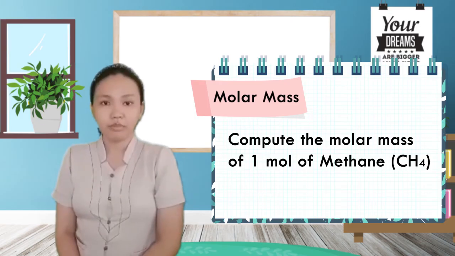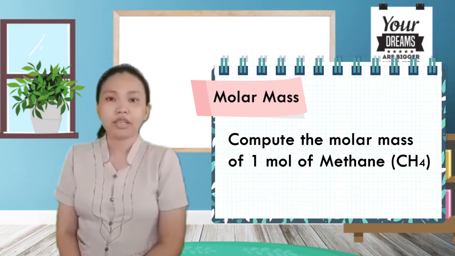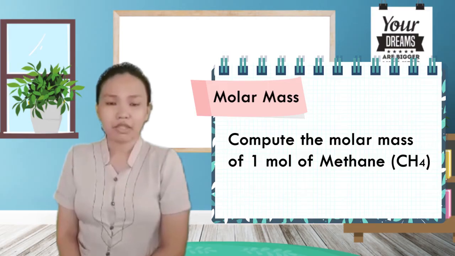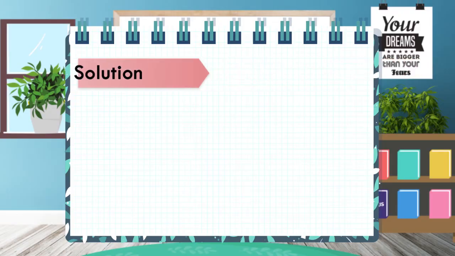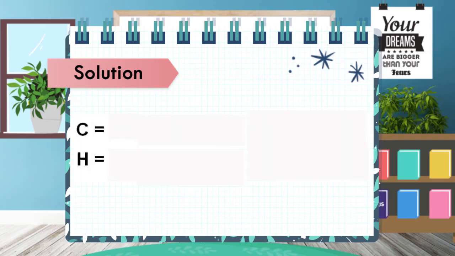Next, let's learn how to calculate the molar mass of a compound. The mass of 1 mole of methane, or CH4, can be computed by adding the masses of both carbon and hydrogen. To solve this, let's first find out the number of moles per element. There are the elements carbon and hydrogen in this compound. There is 1 mole of carbon and 4 moles of hydrogen. Next, let's learn their atomic mass. We can find this in the periodic table.